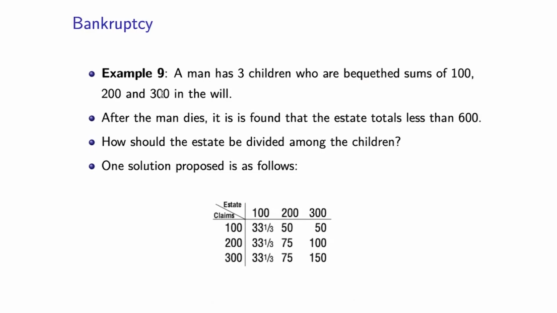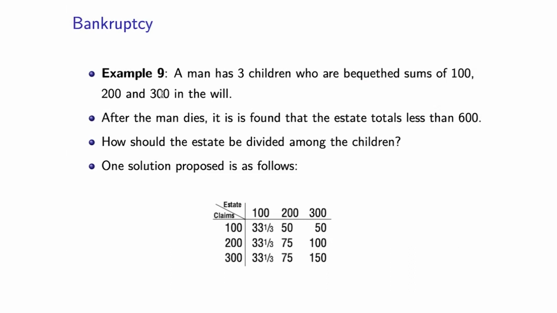If the value of the estate were more than 600, this would not have been a problem. The first child should have been given 100, the second child 200, and the third child 300. The only problem is what happens if the estate's value is less than 600. So the question is, how should we divide the estate among the 3 children?